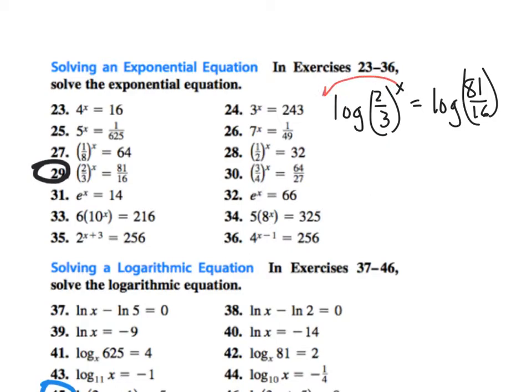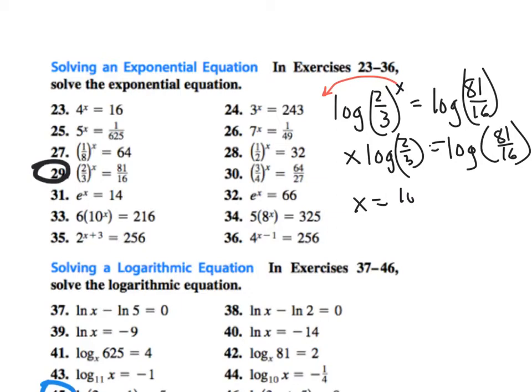I'm going to use my property now since I have a log, and I'm going to pull that x down in front, and I'd have x log of 2/3 equals log of 81/16. Now if I divide, I get x is log of 81/16 divided by log of 2/3. That'd be the exact answer.